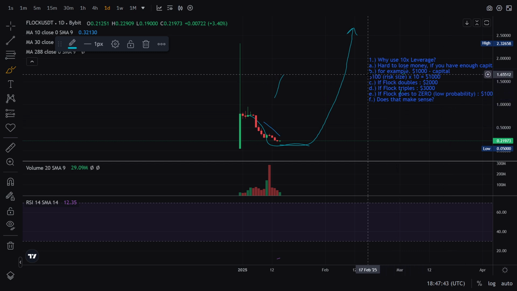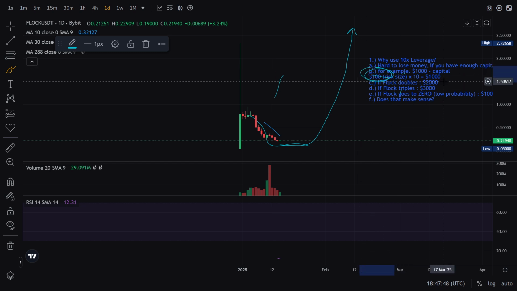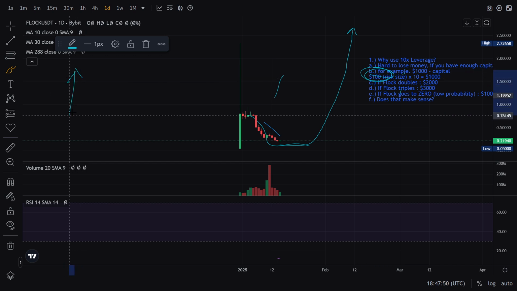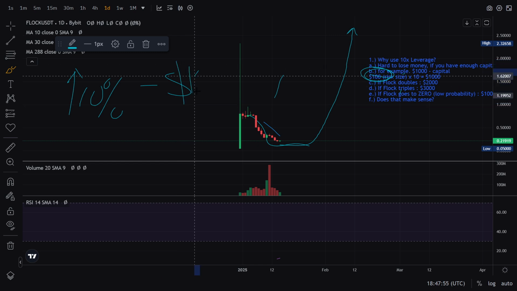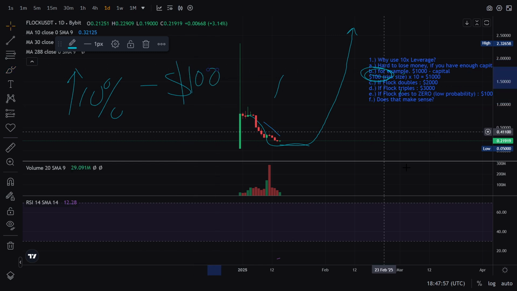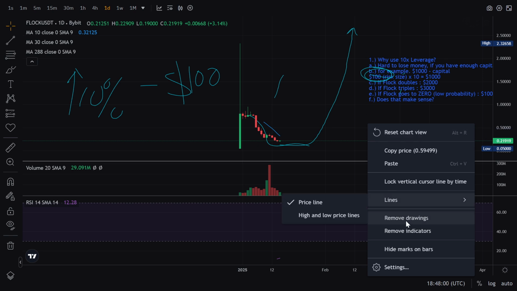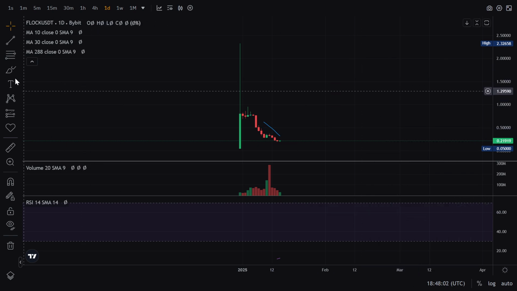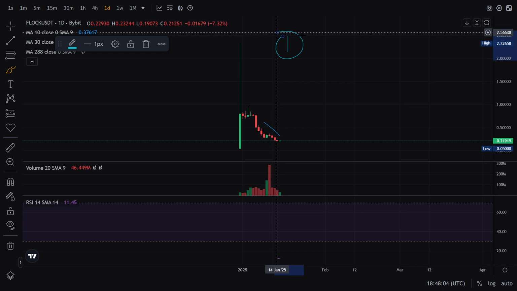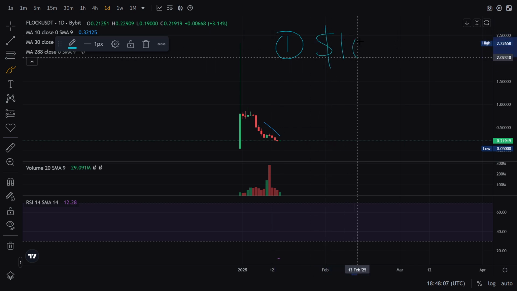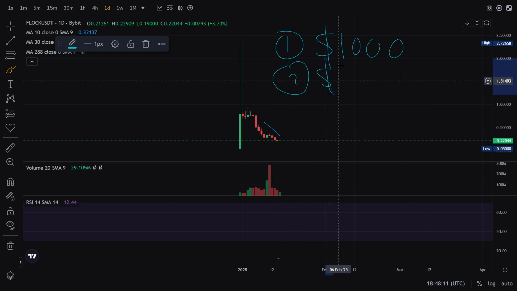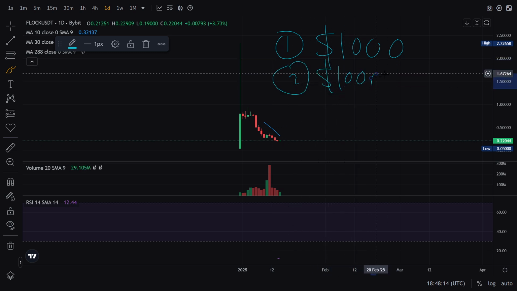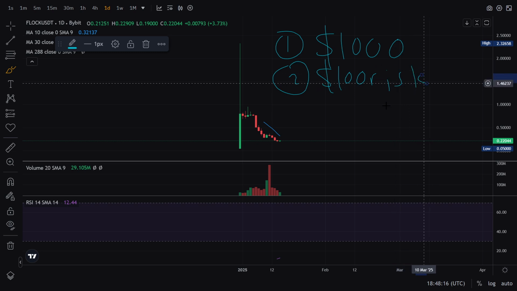And you can set your risk size to just like $100. So what that means is every time Flock goes up 10%, you make $100. Let me just make it very clear again. So number one, you start with a capital of $1,000. Number two, you risk only $100 per trade. This is your risk.